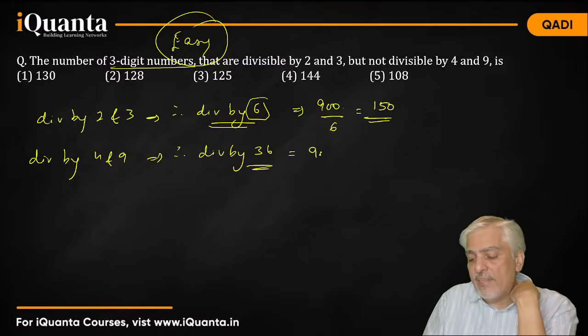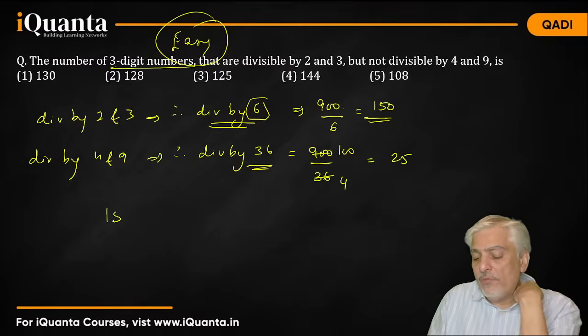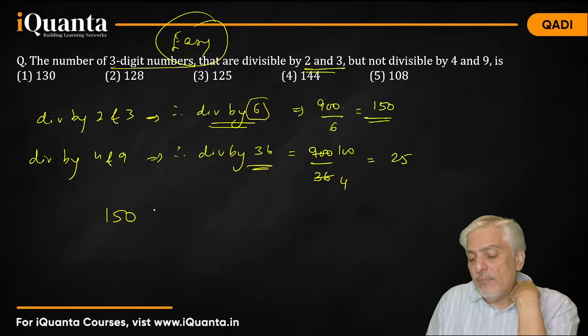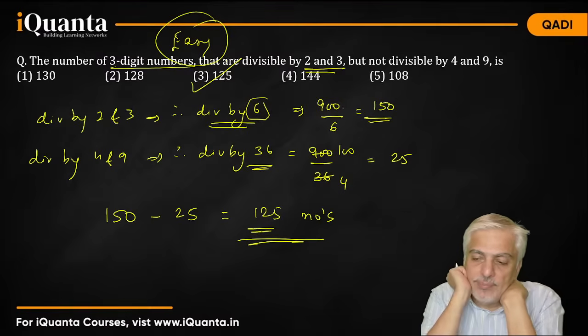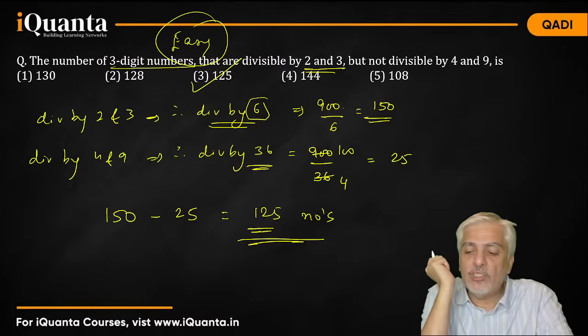And the same 900 numbers, let me say how many are divisible by 36. I'll get 25 numbers. So 150 numbers are divisible by both 2 and 3. But out of that, 25 numbers are also divisible by 4 and 9. And therefore, our answer is 125 numbers. Third option. Okay, pretty straightforward question.